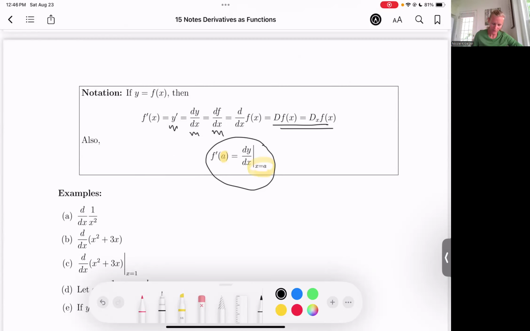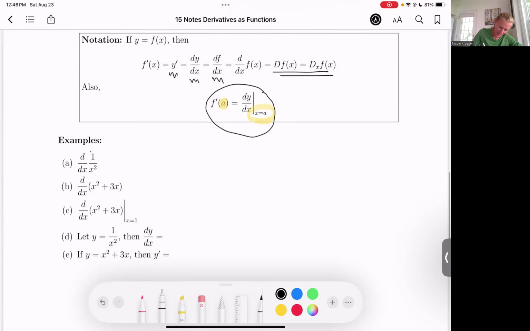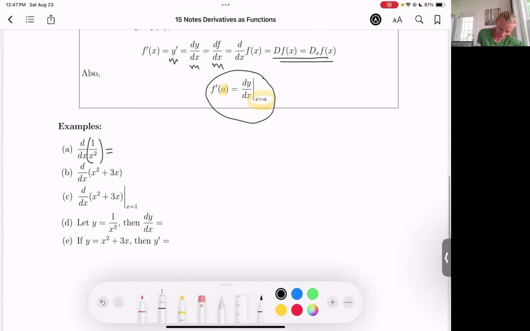a. Okay, so if we look at all these notations here, this notation d over dx of 1 over x squared, this is just saying find the derivative of 1 over x squared. That's what we did on the last page. So we know that that should be equal to negative 2 over x cubed. This notation is saying find the derivative of x squared plus 3x. That was the first example we did, so that's just 2x plus 3. This notation in part C is saying find the derivative of x squared plus 3x and then plug 1 in. Okay, so essentially I'm plugging 1 into here, which gives me 5 out.